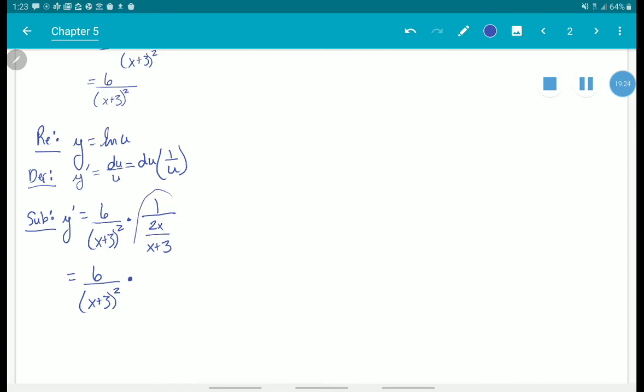If we simplify this guy, we do keep, change, and then flip. That becomes x plus 3 over 2x. So we see some things are going to cancel. The x plus 3s are going to reduce. We have an x plus 3 in the bottom. That 6 and that 2 will reduce. We have a 3 in the top. And we still have an x in the bottom. So there's our derivative for that guy.